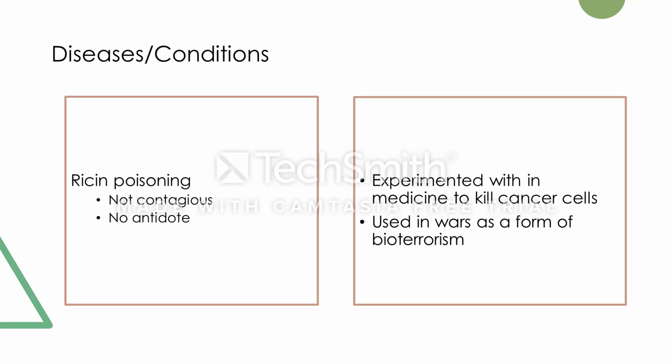Interestingly enough, ricin has been used for good and bad. Due to its inhibition of protein synthesis, it has been experimented with to kill cancer cells. This research is very important in finding a cure to cancer. However, like other cancer treatments, ricin does not only affect the cancer cells, but normal cells as well. Ricin has also been used in wars as a form of bioterrorism to kill enemies on the battlefield.